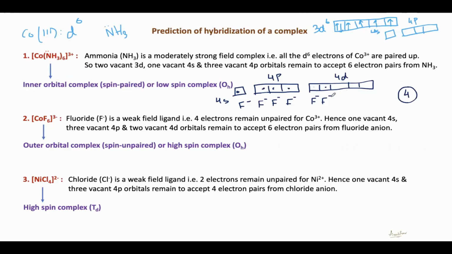So that's why it is termed as the outer orbital complex, because not the inner 3d orbital, but the outer 4d orbitals are used in bonding. And since the electrons are not actually paired up here, that's why it is termed as the spin unpaired complex. And also since the number of unpaired electrons is 4 here, that's why it is termed as the high spin complex, because the spin is quite high. So mu will be root over 4 into 4 plus 2, so root 24 Bohr magneton. So around 5 Bohr magneton will be the spin only magnetic moment of the CoF6 3- complex.